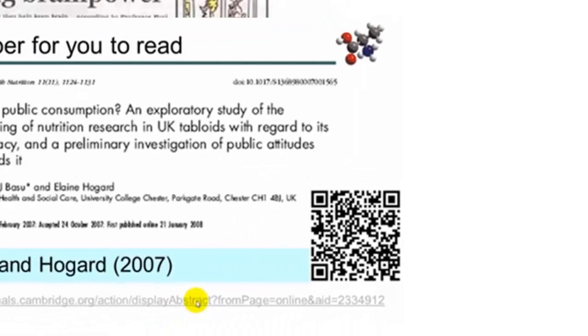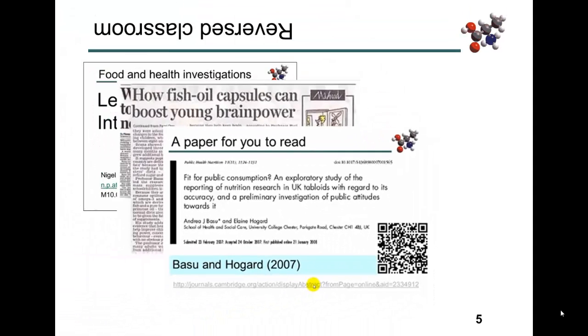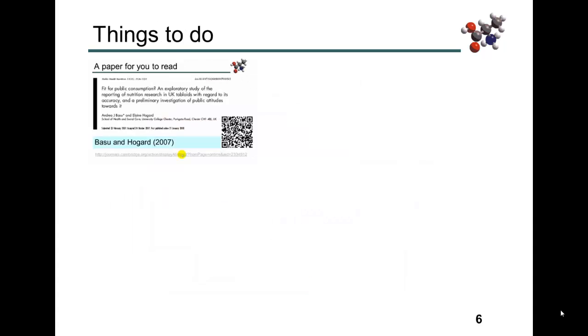That strange black and white object in the bottom corner is a QR code which can be used to link directly to web resources such as this paper. I'm sure many of you have come across these before, but I will talk about them a little bit in the second video in this series.